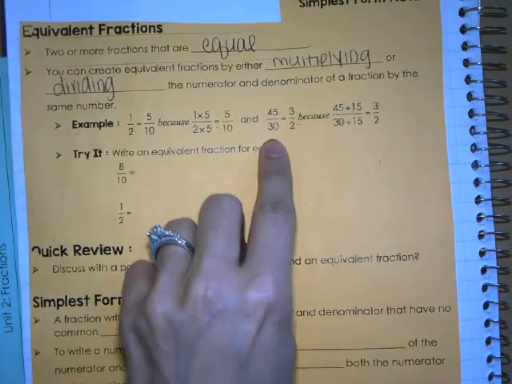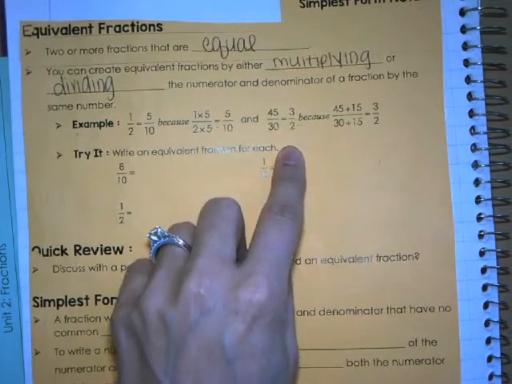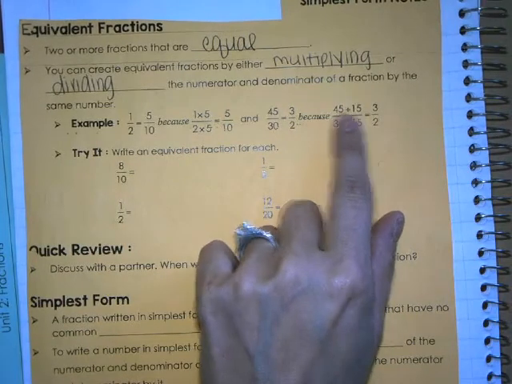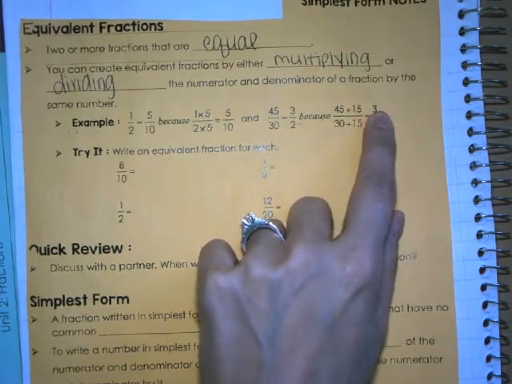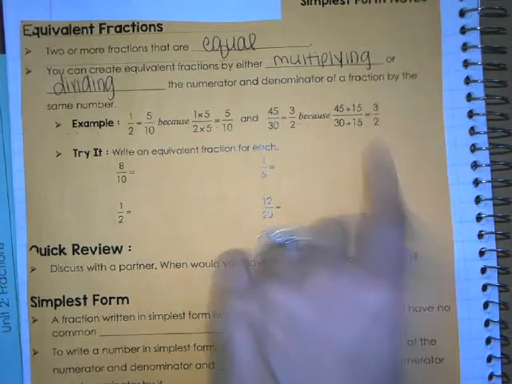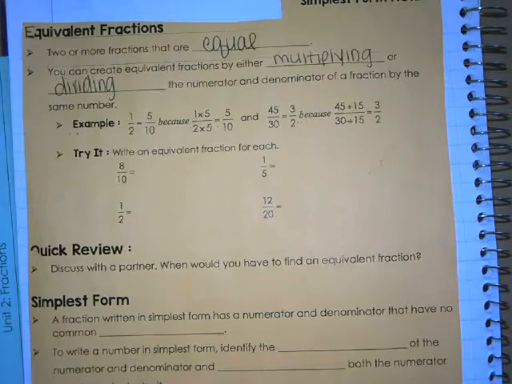I have 45 over 30. That is the exact same thing as 3 over 2. Because what did they do? 45 divided by 15 is 3. 30 divided by 15 is 2. Whatever you do to the top, you have to do to the bottom. Is there more than one correct answer? Yes, there is. Is that understood?